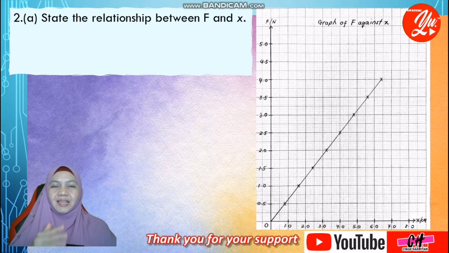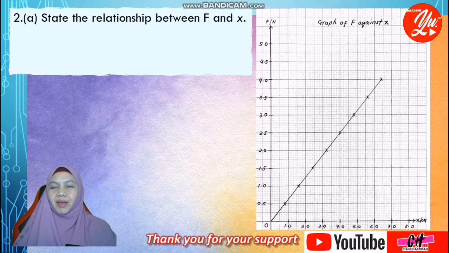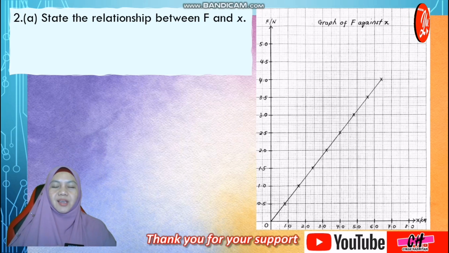Now let's check question 2. You are asked to state the relationship between F and X. From this graph, what can you say about F and X? First, you have to check the type. What type of graph do we have here? Remember how to check the type of graph. There are 3 things you have to look at.